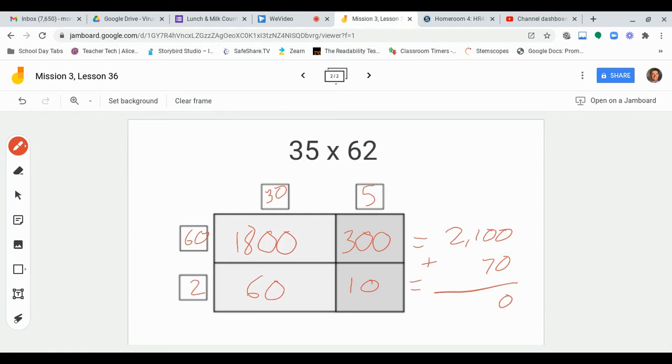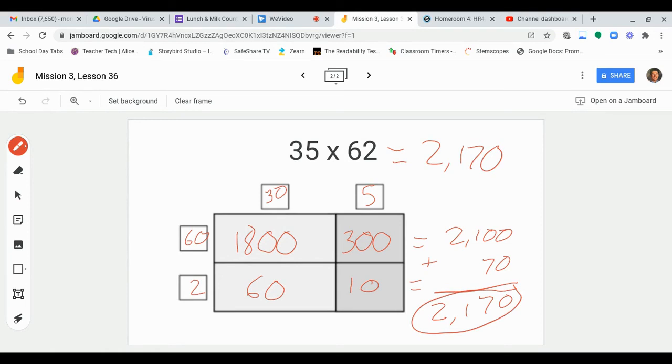So now I'm just going to add them up. 0 plus 0 is 0. 7 plus 0 is 7. 1 plus nothing is 1. And then 2 plus nothing is 2. 2,170 is my product. Yes. 2,170. So the area model, I think, is a great way to do 2 by 2 multiplication, okay?